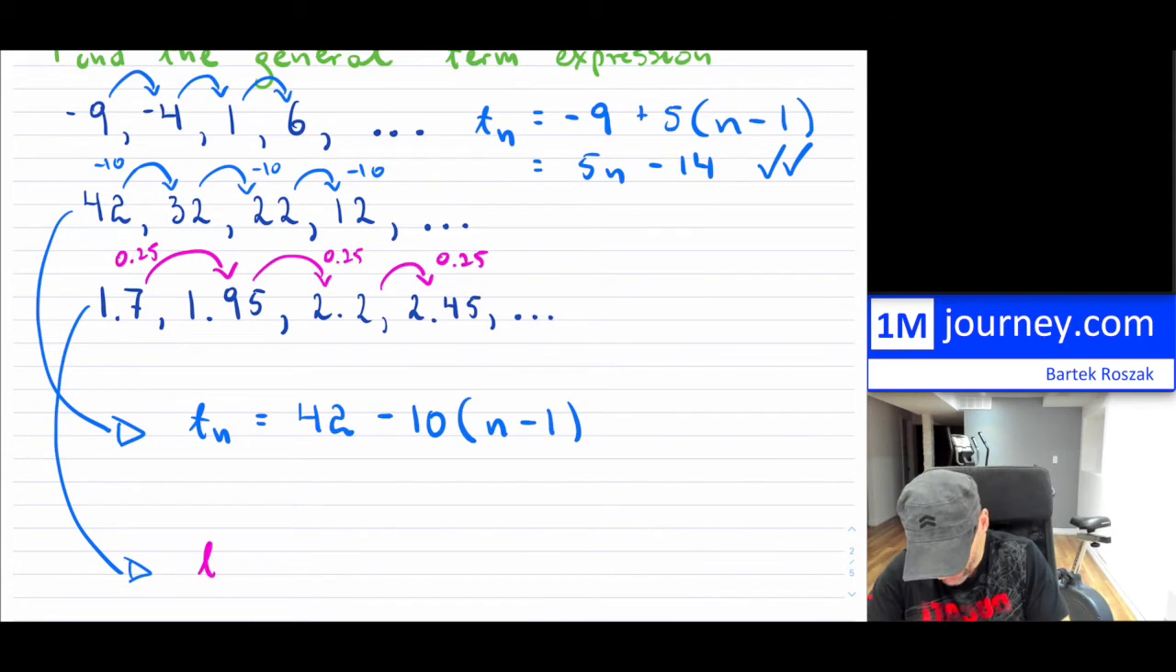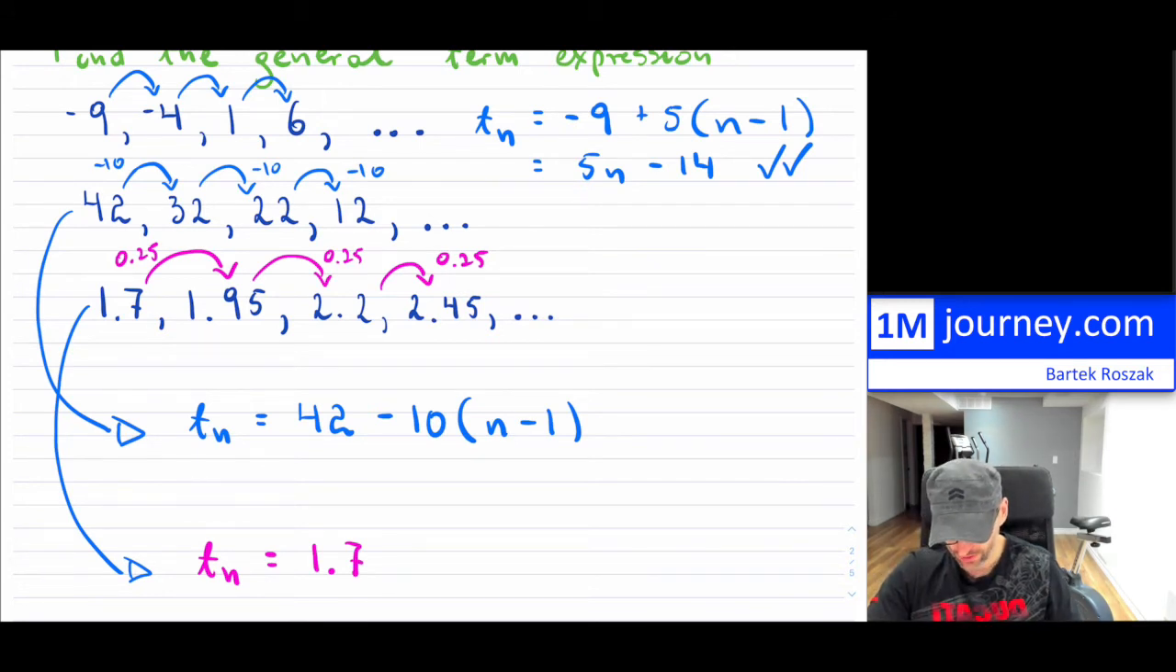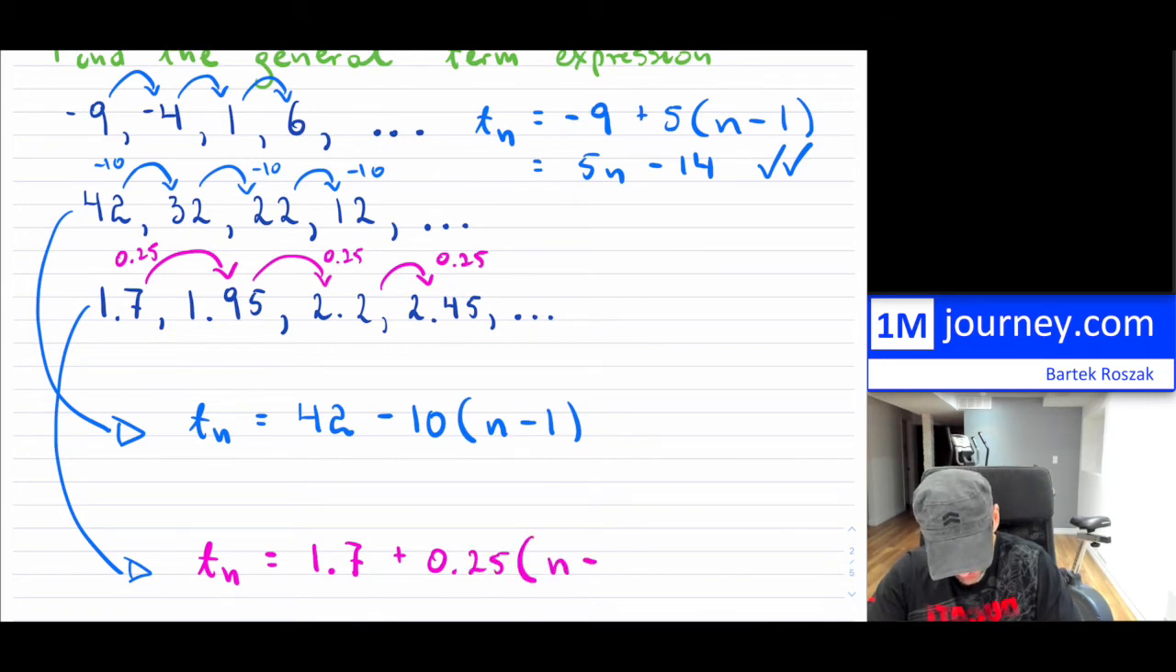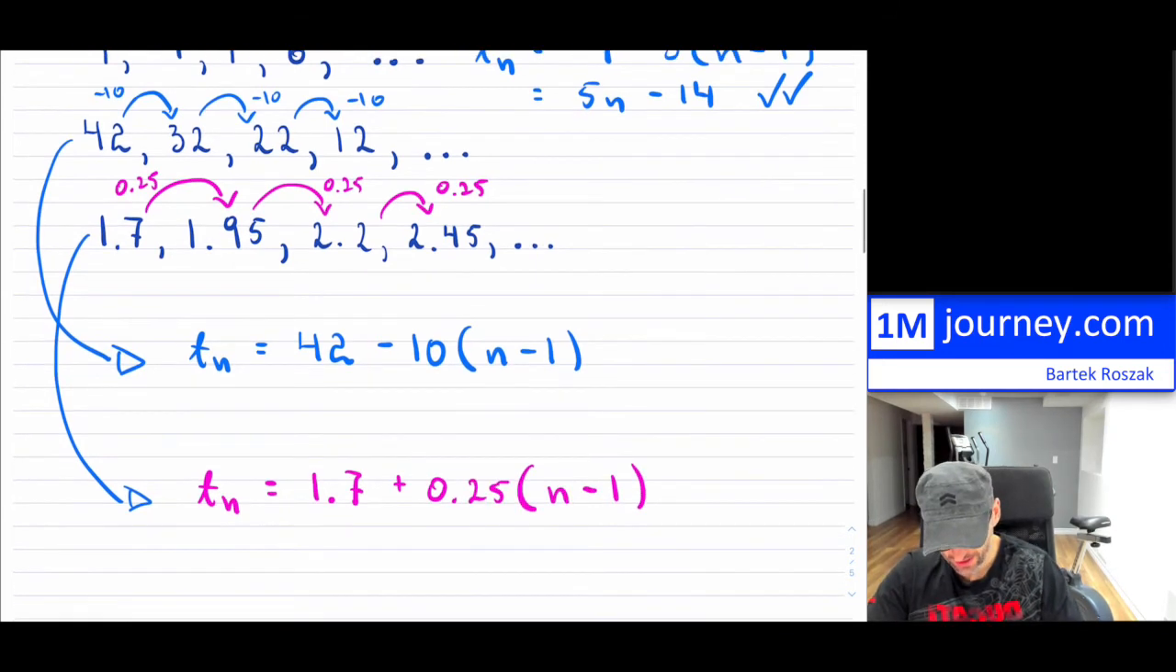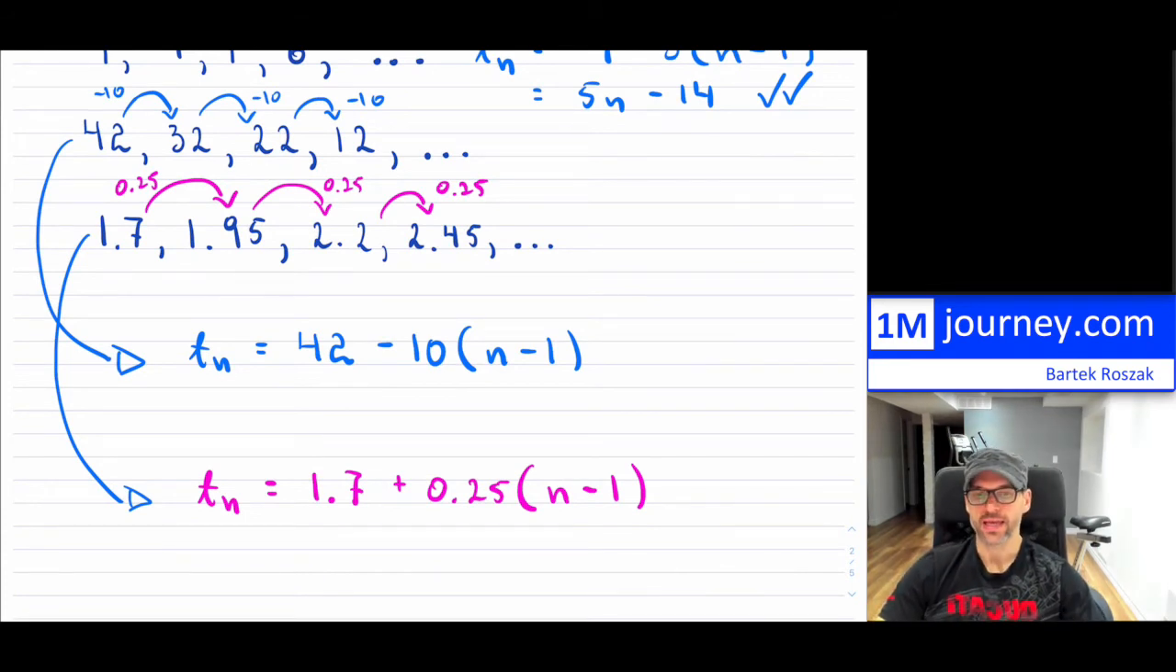So there is no difference here. Just because they're not whole numbers, you would still start with your first term. Now it's increasing, so it's going to be plus. It's increasing by 0.25, and we're going to say n minus 1. Okay, right there. And that's how you can find these general arithmetic expressions, even if they're going up or going down.